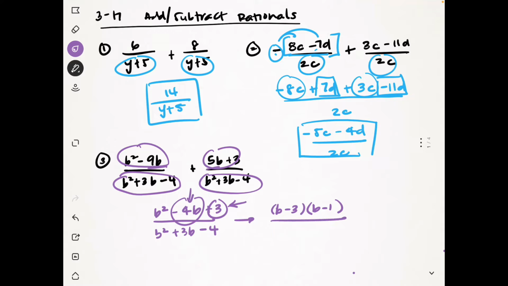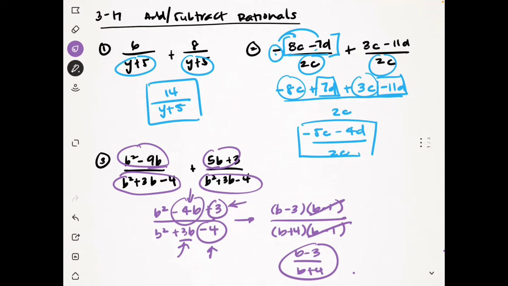And then in the denominator, we're looking for what multiplies to get negative 4, but adds to get 3. So that would be positive 4 and negative 1, right? Negative 1 times 4 is negative 4. Negative 1 plus 4 is 3. And then we'd cancel out our b minus 1, and then we'd have b minus 3 over b plus 4. So again, just check this one. If that one works, then leave it. If not, then you're going to have to factor and simplify.